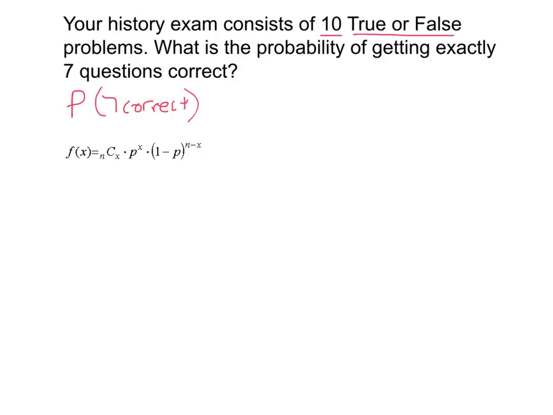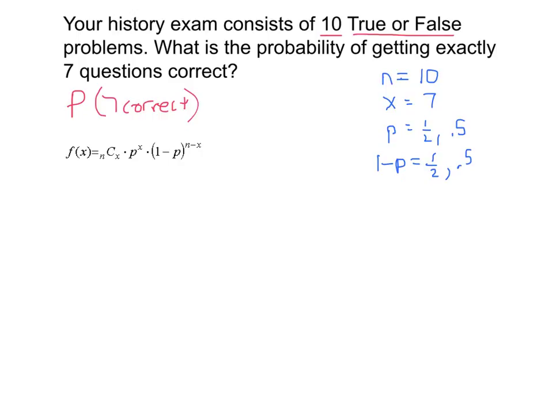So in this example, n is the total number of possible trials, which is 10 because there are 10 problems. Our specific problem, which is the x, wants 7. We want 7 out of the 10 to be correct. The probability, the small p, which is the probability of success, is going to be 1/2 or 50%, depending on which way you want to put it in the problem. And then obviously 1 minus p, which is the probability of failure, is going to be 1 minus 1/2, which is 1/2, or again, 0.5.